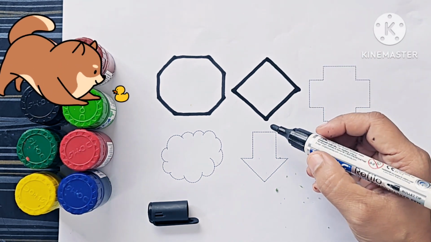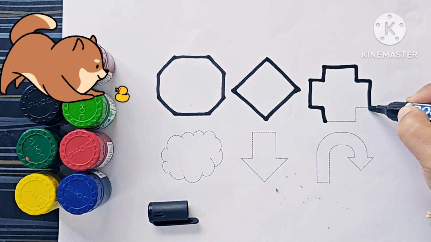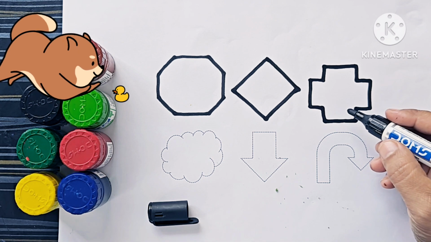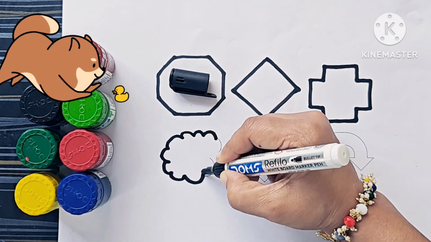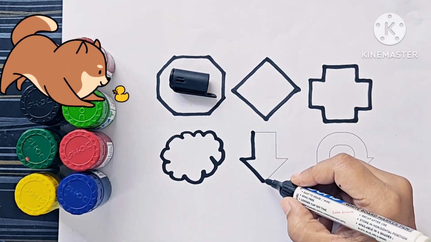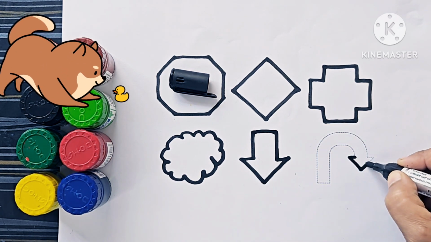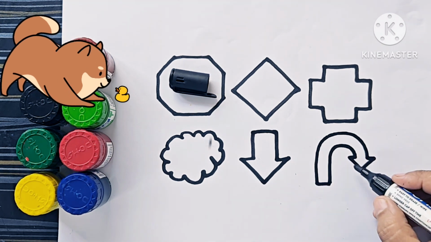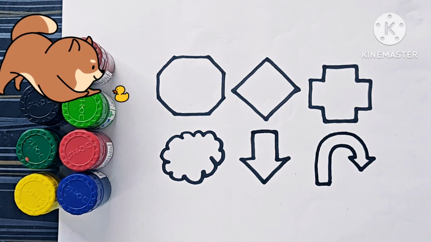This is rhombus or diamond. This is cross or addition symbol. This is cloud. This is down arrow. This is U-turn. It is a symbol. Let us color these shapes and symbols.